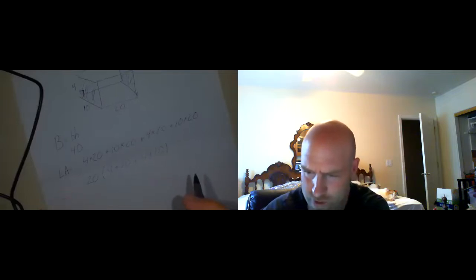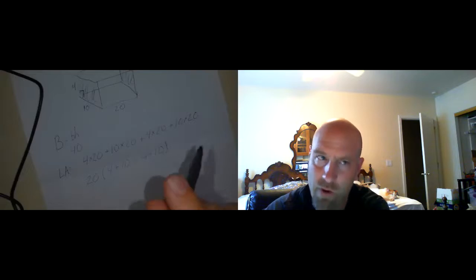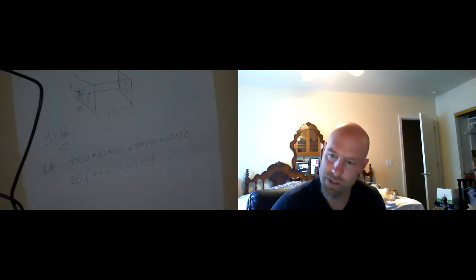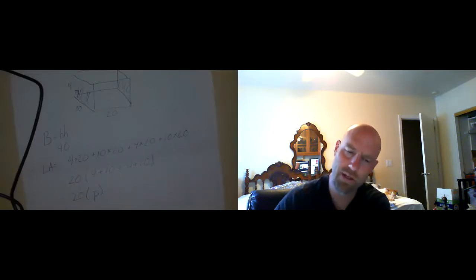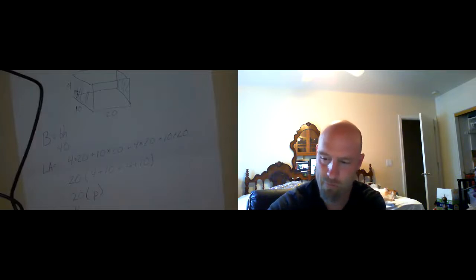Now I know what 4 plus 10 plus 4 plus 10 is. It's 14 times 2. It is 28. But that's not really what I'm interested in when I ask the question, what is 4 plus 10 plus 4 plus 10? The answer that I am looking for is the perimeter of the base. When I say perimeter, I'm referring specifically to perimeter of the base. So I'm going to say that this is 20 times perimeter. Well, what is 20? 20 is what I'm going to refer to as the big H.